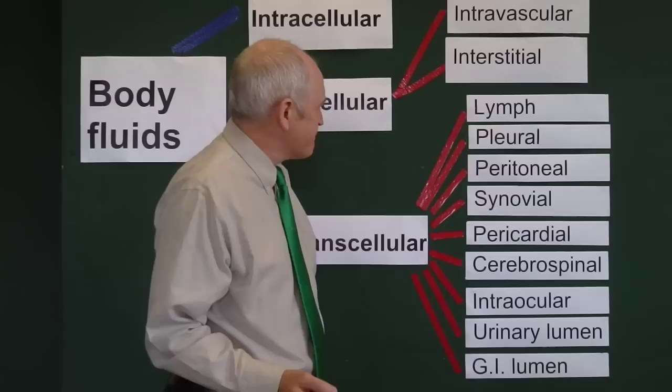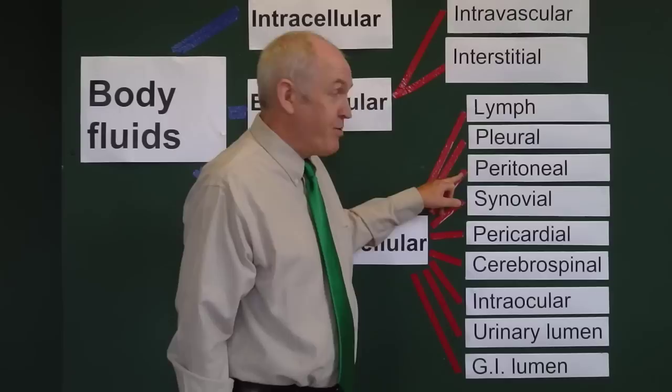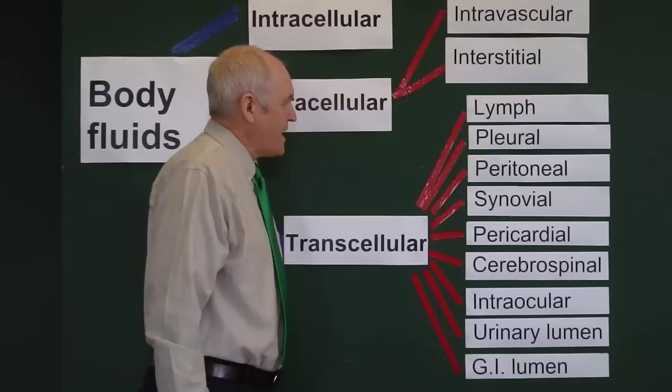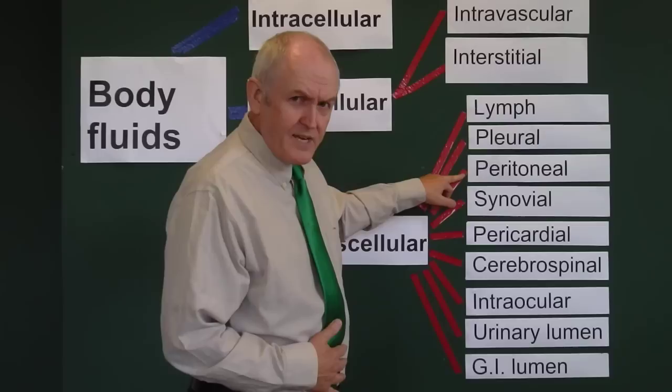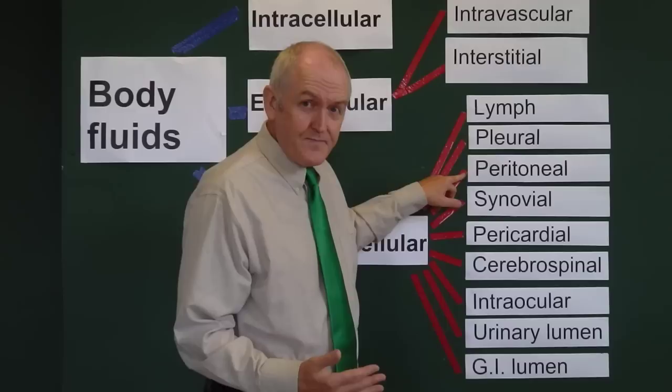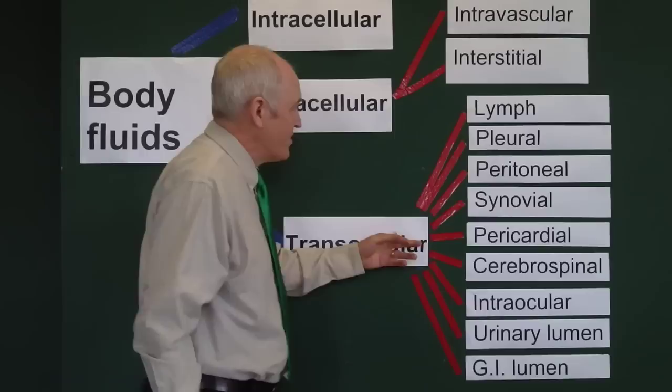Another potential space is between, not the pleural membranes, but the peritoneal membranes in the abdominal cavity. What do we call it if there's an accumulation of fluid in the abdominal cavity? You might remember that's called ascites. So there could be third spacing, the accumulation of this transcellular fluid in the peritoneal cavity. Again, in the pathological situation.